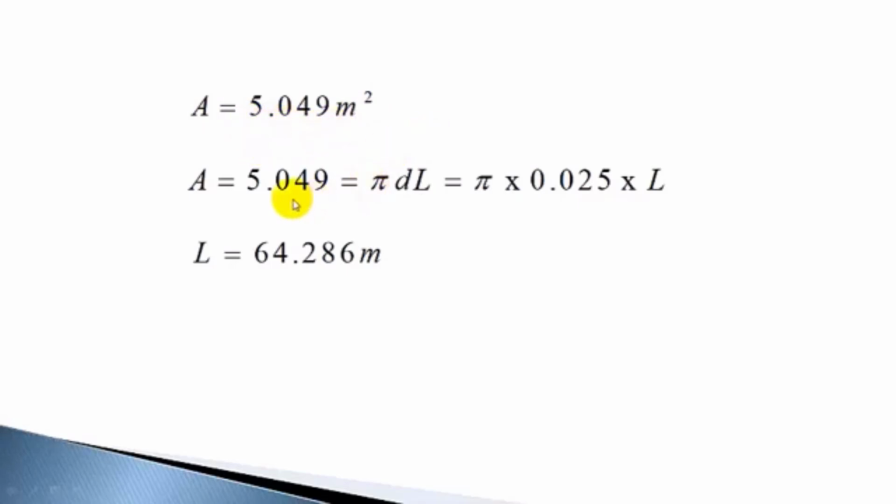Now once the area is known, you can calculate the length of the tube required. Since the diameter of the tube is known, the surface area through which the heat flows is known. For a tube wall, the surface area is given by pi D L. So the area can be equated to pi D L. So pi into your diameter, which is given as 25 mm, so 0.025 meter, into length. So you are getting the length as 64.286 meter. So much length, 64.286 meter, is required to cool oil from 80 degrees centigrade to 50 degrees centigrade.